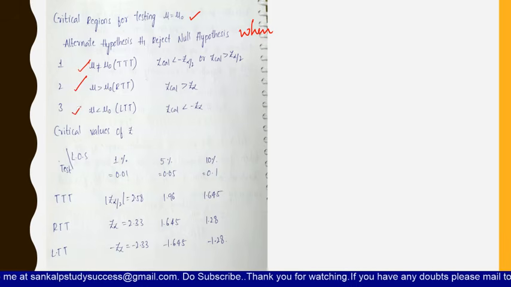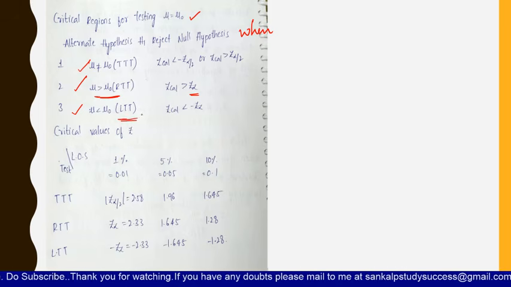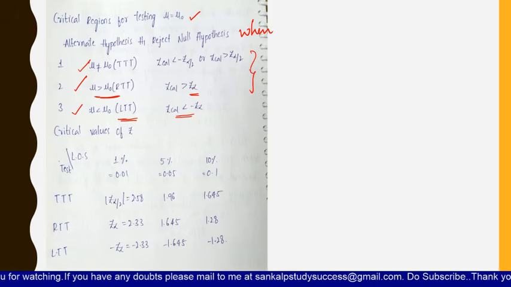This is for right-tailed and left-tailed. For right-tailed, mu is greater than mu naught. We have already seen it. If the calculated value is greater than z alpha, then the alternative hypothesis rejects the null hypothesis. In the same way, for the left-tailed test, that is mu less than mu naught, the calculated value of z will be less than minus tabulated value of z alpha. So these are the 3 cases when the alternate hypothesis rejects the null hypothesis.